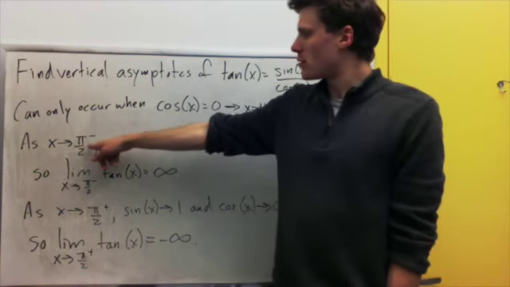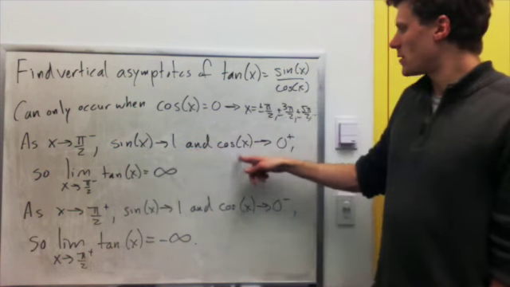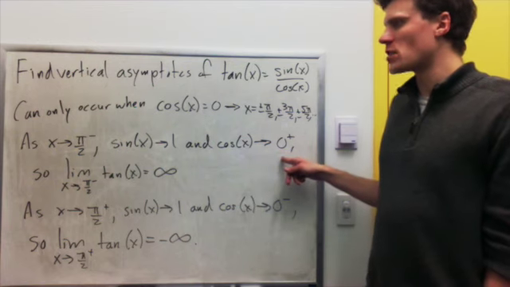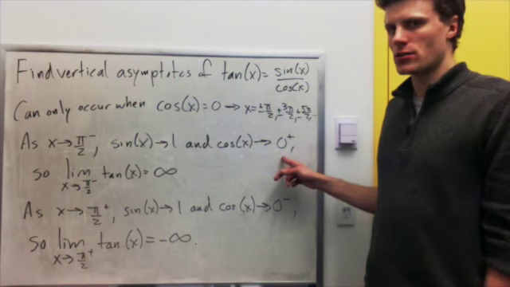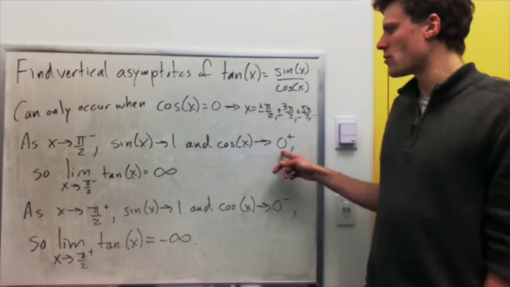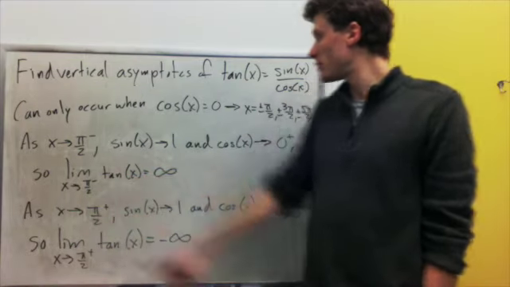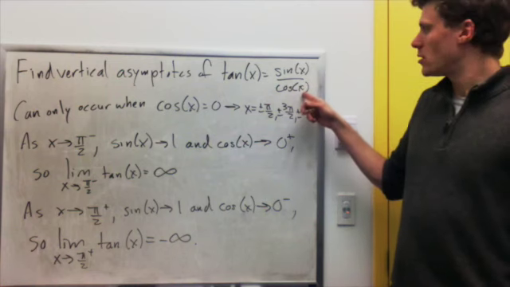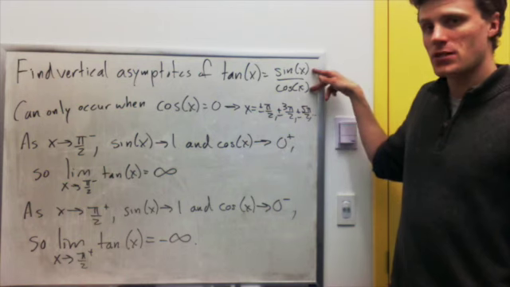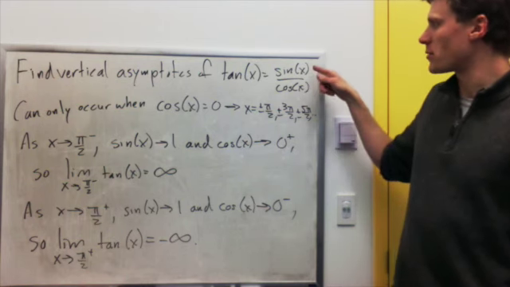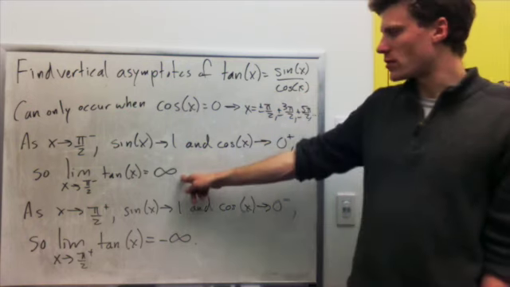As x approaches pi over 2 from the left, sine of x is going to be approaching 1, and cosine of x is going to be approaching 0, but it's going to be approaching it from the positive direction because to the left of pi over 2, cosine is positive. So when I look at the limit as x approaches pi over 2 from the left, I have a positive number approaching 1 over a positive number that's approaching 0. So it's going to be a positive number that's going to infinity because I've got something going to 1 being divided by something that's getting arbitrarily small. So this goes to infinity.